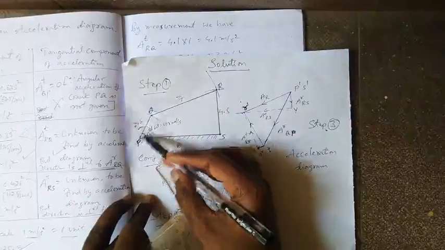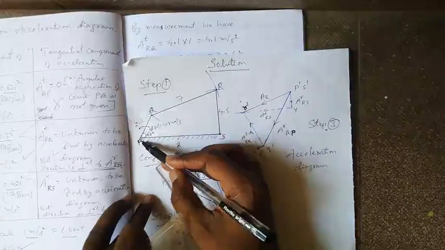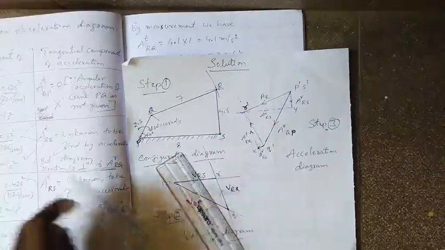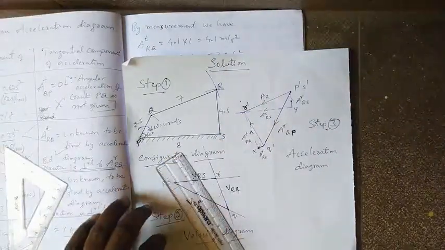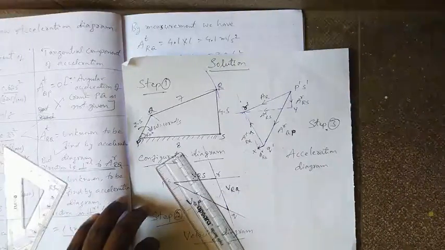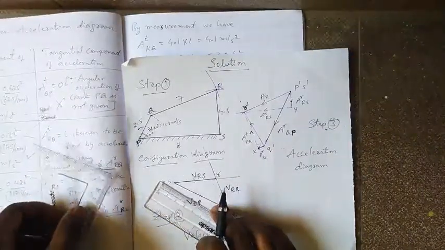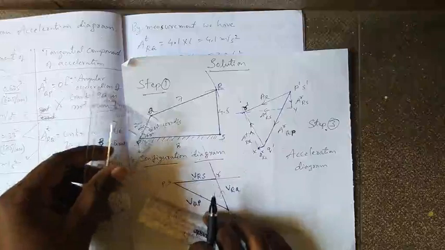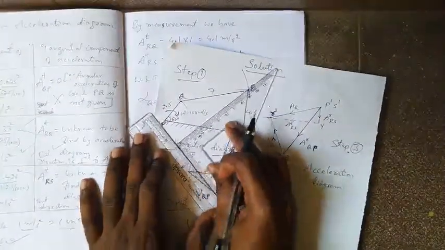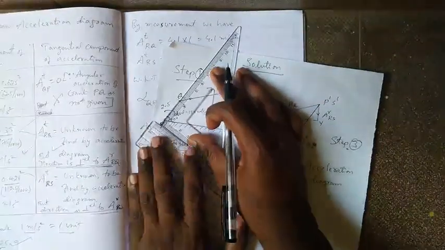Now PQ, the radial component of point Q with respect to P, will be in this direction. The radial component is also called the centripetal component or normal component, which is parallel to the link. So we need to draw a parallel line to this. So let us take this PQ and match the scale.